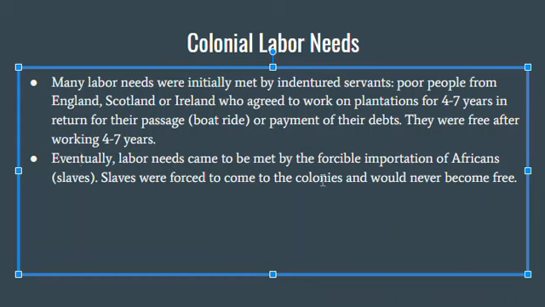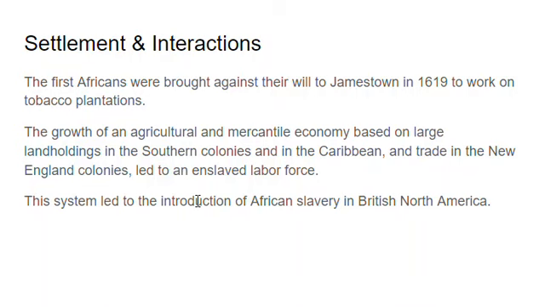Slaves were forced to come to the colonies and they would never become free. So they would kidnap people from Africa, bring them to the United States, and slaves never become free. You're a slave your whole entire life. If you have kids, your kids become slaves. Indentured servants, remember, they wanted to come here and they were free after working. But slaves did not want to come here and they were never free. And the first Africans were brought against their will to Jamestown in 1619 to work on tobacco plantations.